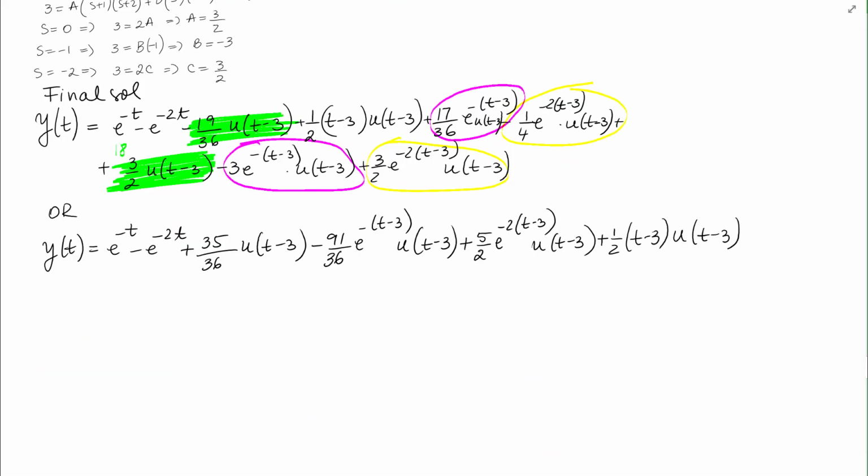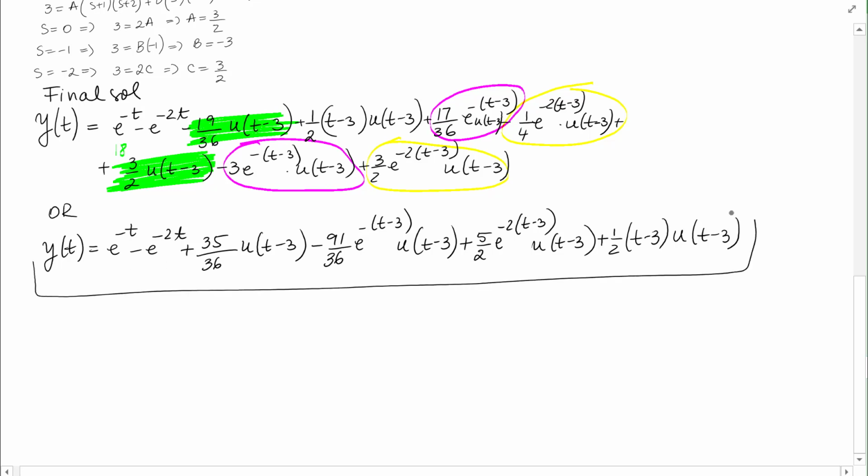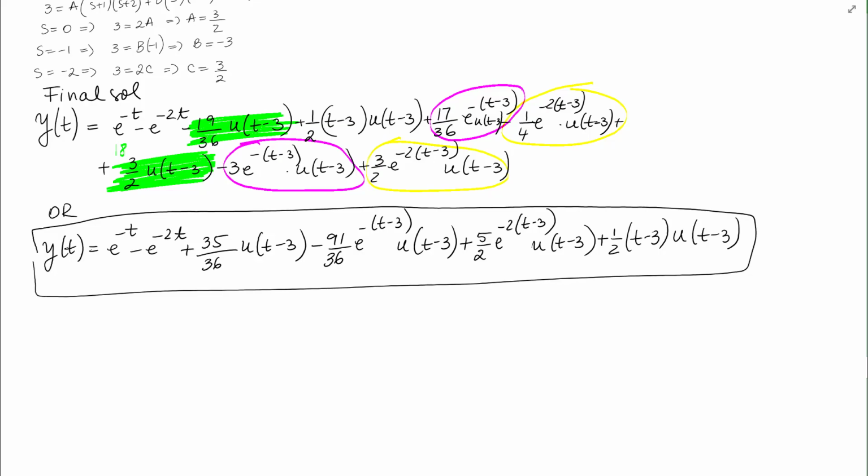So to wrap it up, I put them together. The final solution, y of t, again, I played a little bit with f of t and y of t, but they meant exactly the same thing. So y of t is given by this. This is the final answer, after adding like terms and everything. So I do hope it helps.